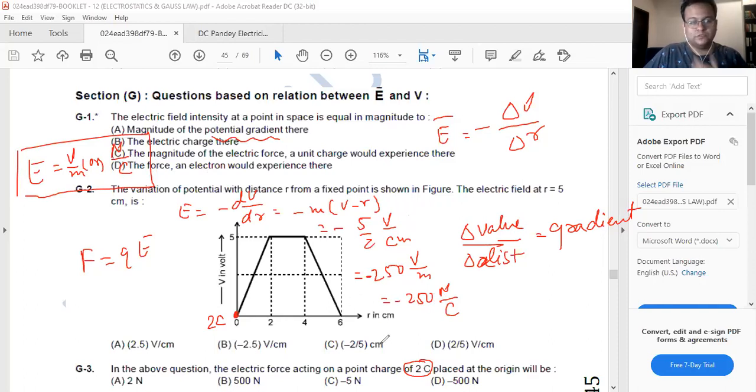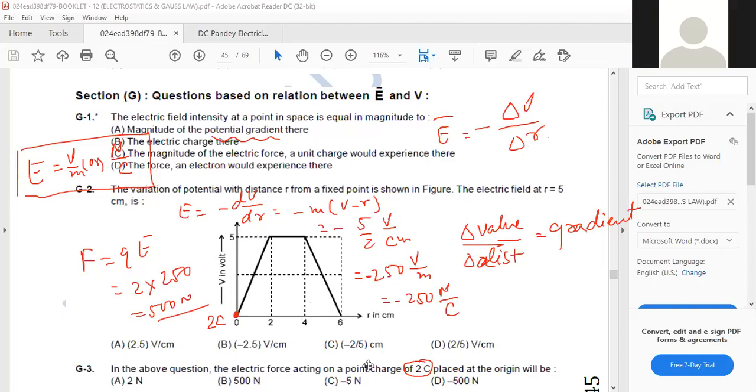And now the charge is 2 coulombs. So what will be the force? 500 newtons. Please go through it. Force will be Q into E, 2 into 250, so 500 newtons. Yes or no? Minus, no sir. Yes, is there an option with minus? Yes, since an option with minus is given, it will be minus 500 newtons. Look, did it make sense? So the answer is D, right?